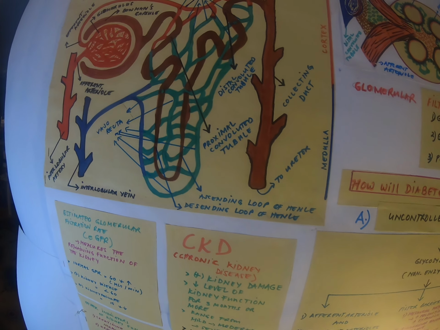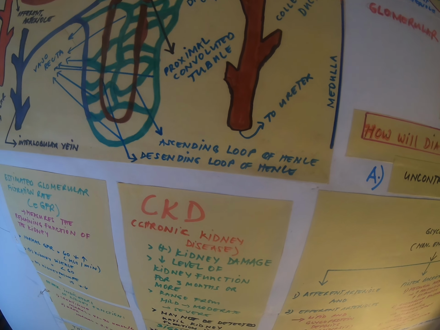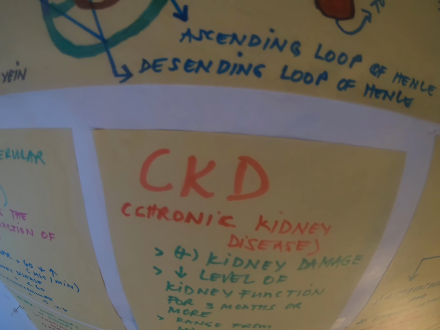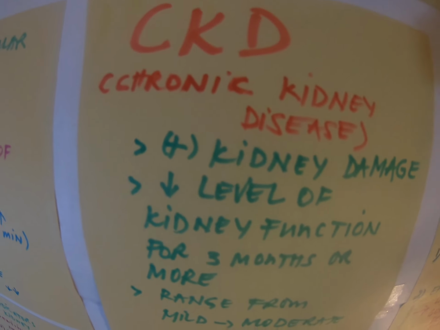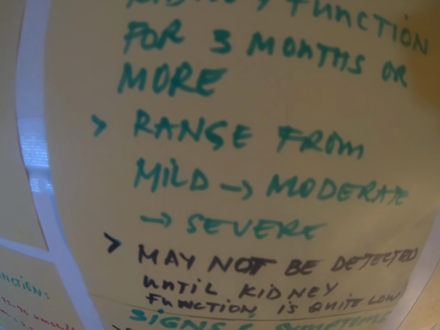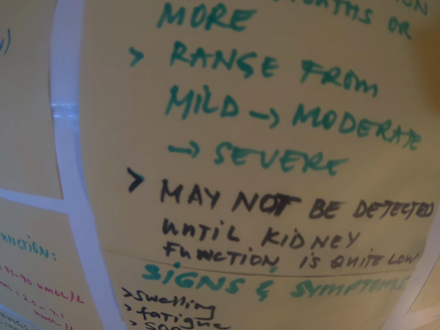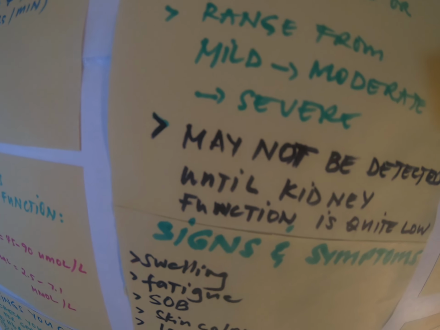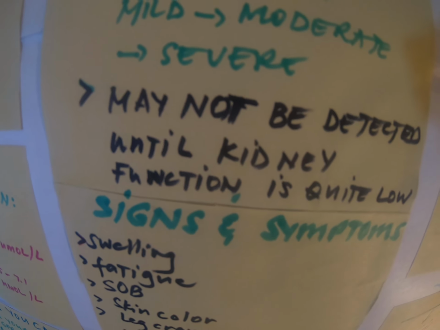Okay, so basing from this, we have a person who doesn't want to be treated for high blood sugar because he's diabetic, and for high blood pressure. So this is what's going to happen. We have a chronic kidney disease here. Chronic kidney disease is positive for kidney damage, with a decreased level of kidney function for 3 months or more. The range of CKD could be mild, moderate, or severe. It can become more severe to the point that the kidney function is quite low. That's the time the person is said to have advanced chronic kidney disease.